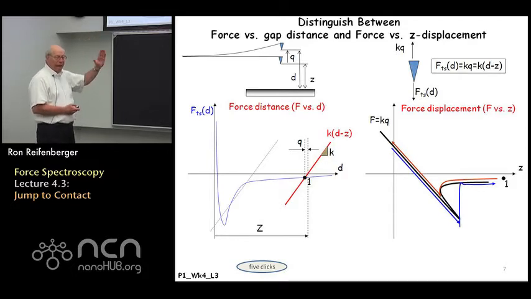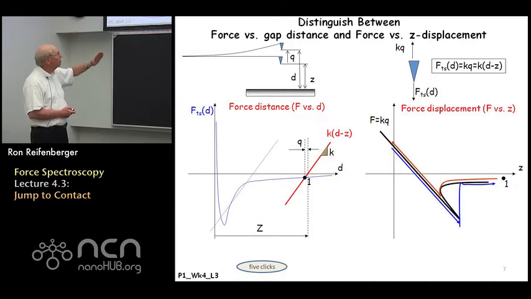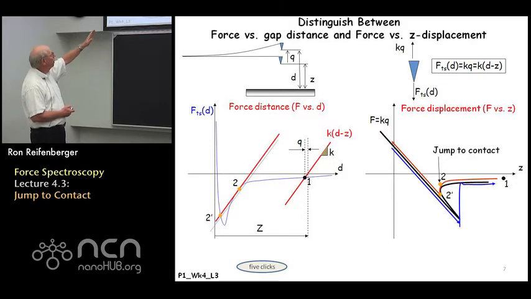If we want to try to map out this entire force versus distance curve, we continue to decrease Z, right? And finally we're going to reach a Z value in which the spring constant of the cantilever matches the slope of the F versus D curve. When we hit that condition, then we get a jump to contact. The tip abruptly snaps from point 2 to point 2 prime.